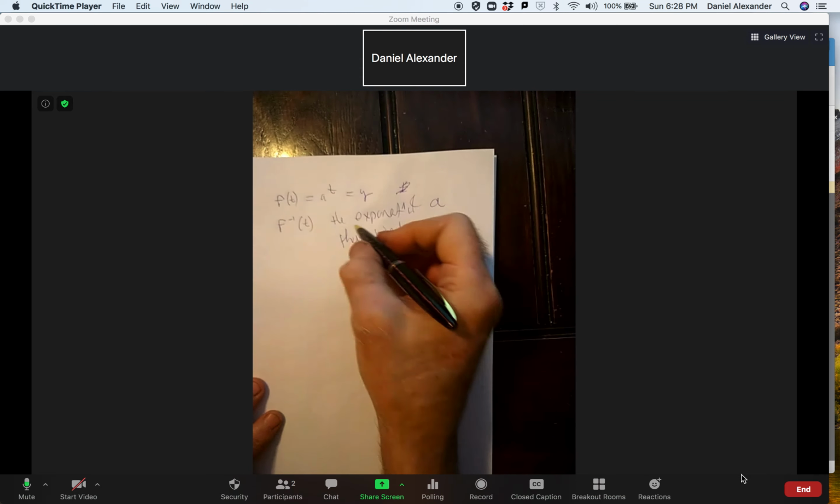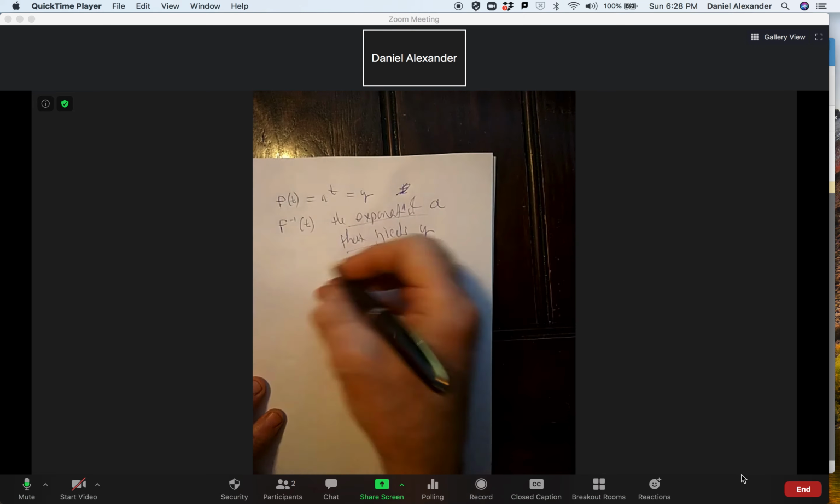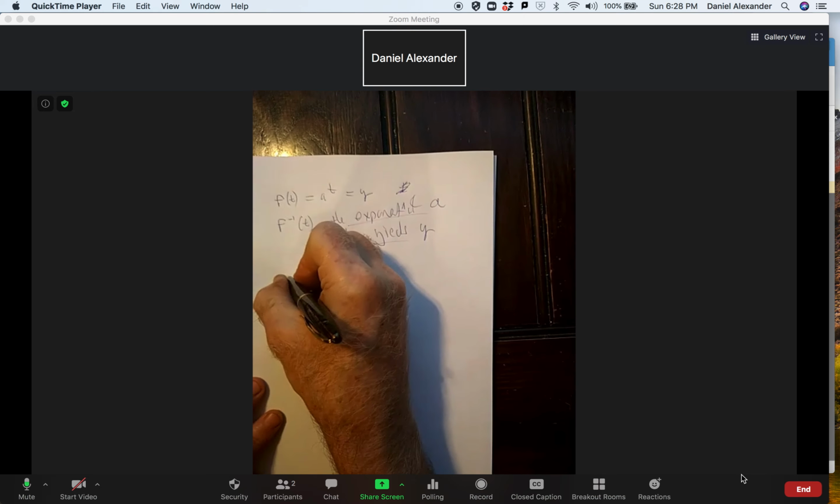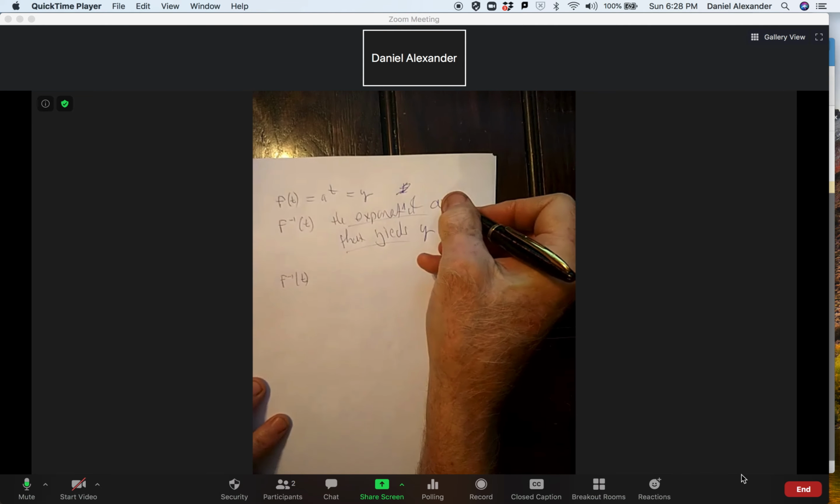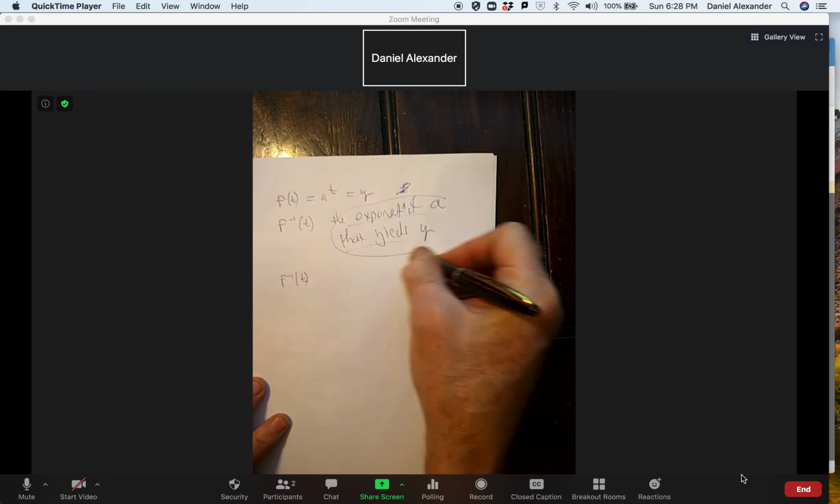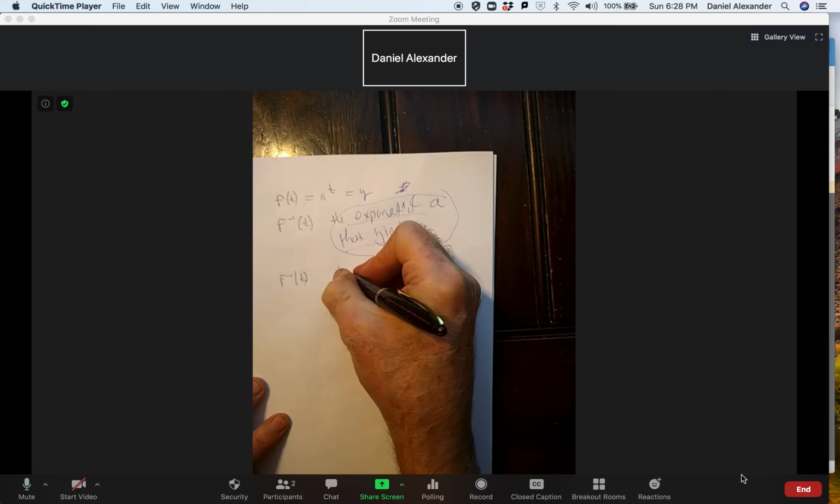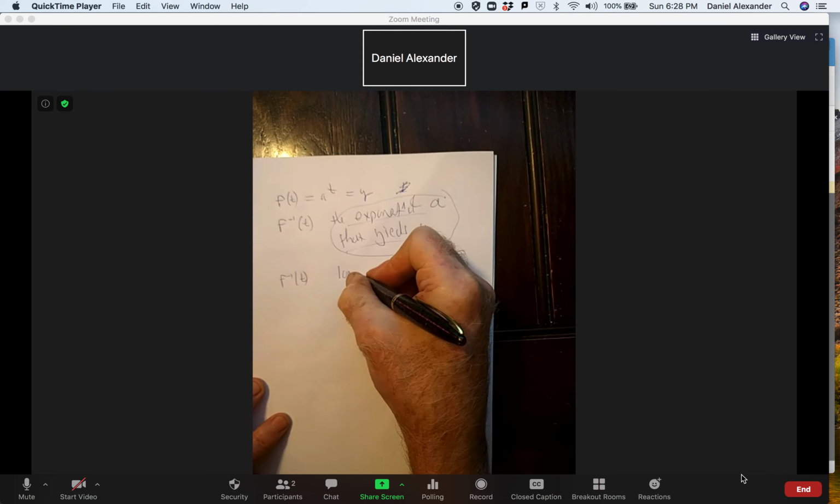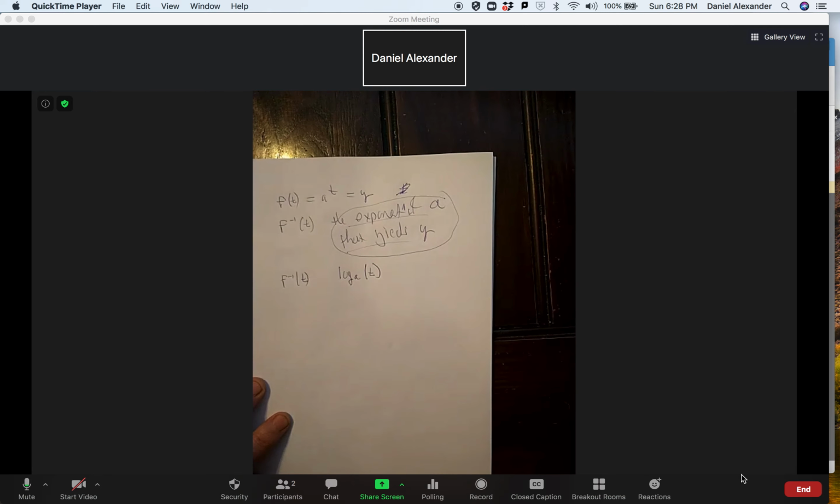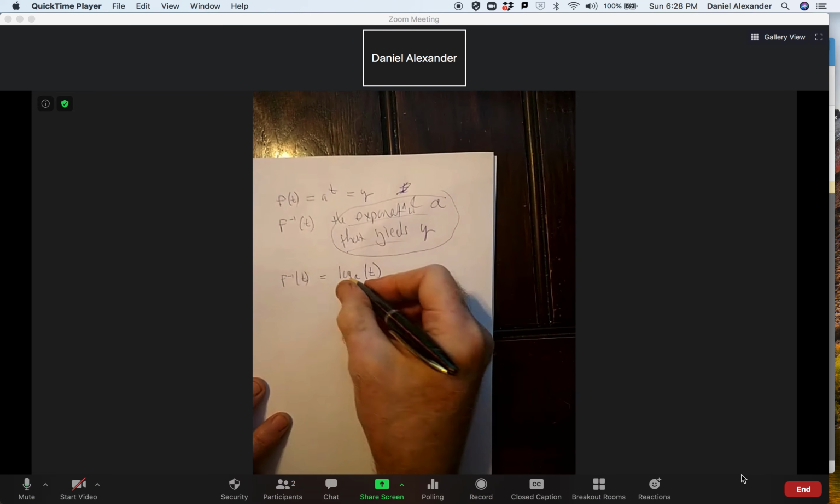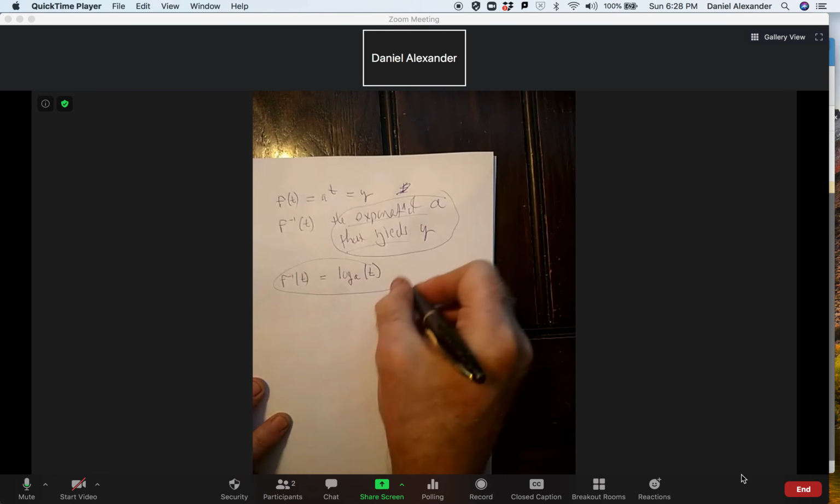Okay, now I get tired of writing that all the time. So what we're going to do is we're going to have a shorthand, and we're going to say, instead of writing the exponent of a that yields t, I'm going to write the log base a of t. Okay, that's what the exponent is going to be equal. And let me show you how you interpret this.